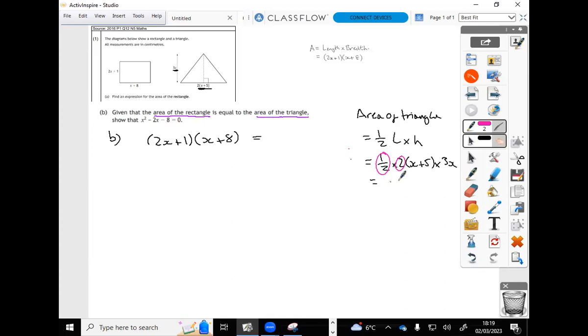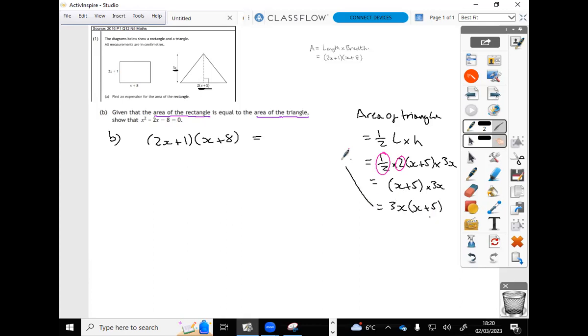Okay, so we're left with x plus 5 multiplied by 3x. Or another way we can write that, 3x bracket x plus 5. Remember, you can do multiples in any order you want. So x plus 5 in the bracket multiplied by 3x is the exact same as 3x multiplied by x plus 5.